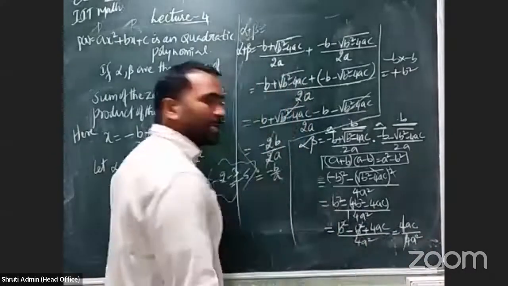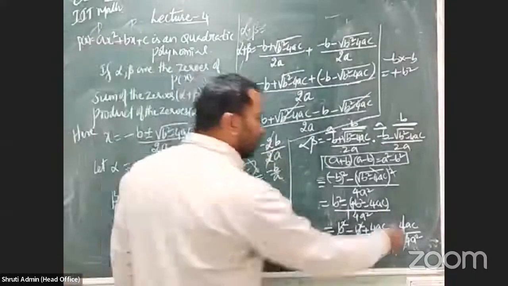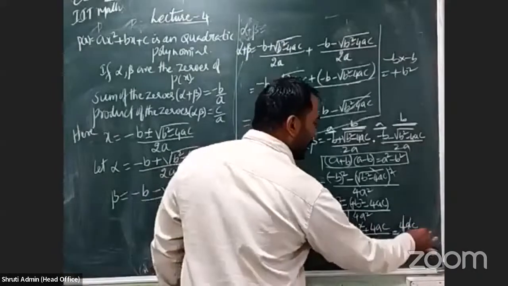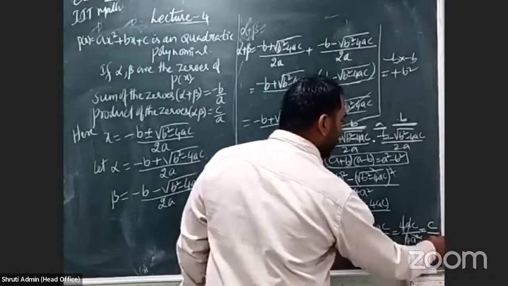4 and 4 will be cancelled. In a square, two terms will be there, no, a into a. One a will be cancelled. What is the answer? c by a. c by a.